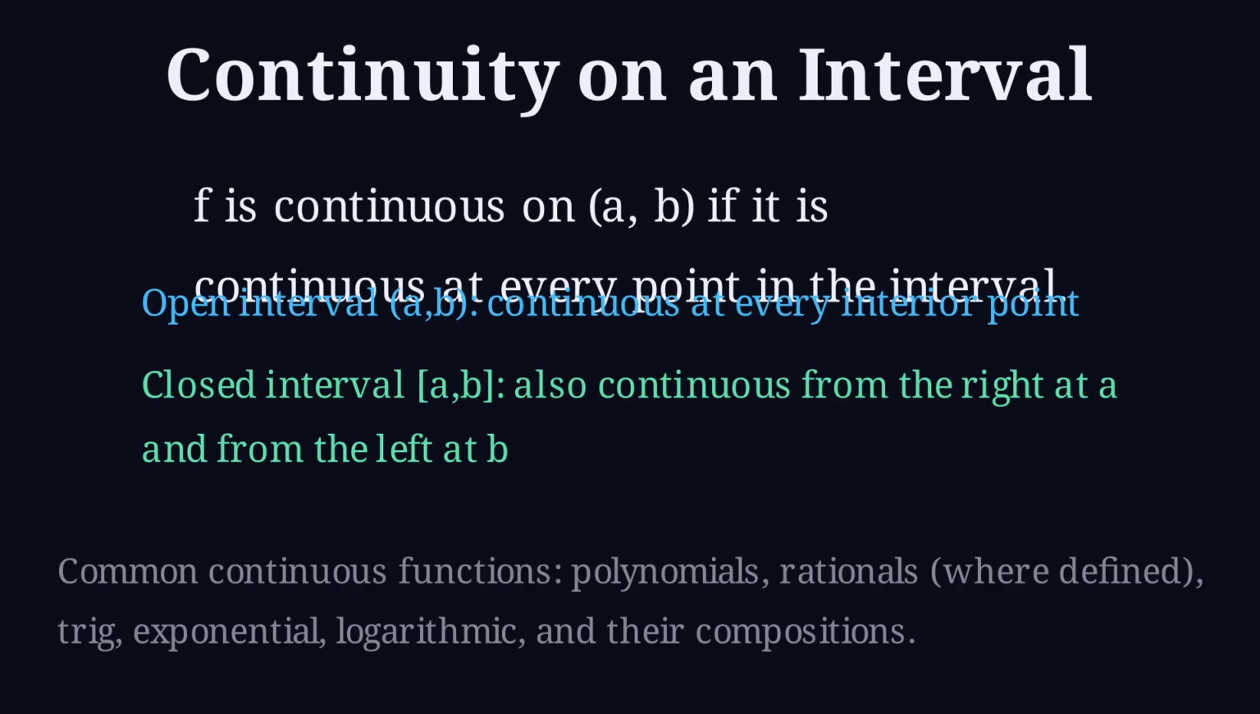A jump discontinuity occurs when the left hand and right hand limits both exist but are not equal. The graph jumps from one value to another. An infinite discontinuity occurs when the function heads to positive or negative infinity near the point. This is what happens at a vertical asymptote. Understanding these types helps when deciding if a function can be made continuous by redefining it at a point.